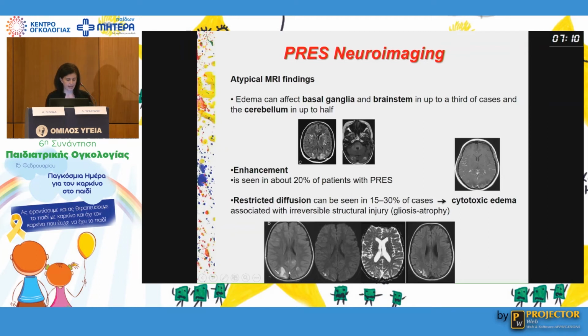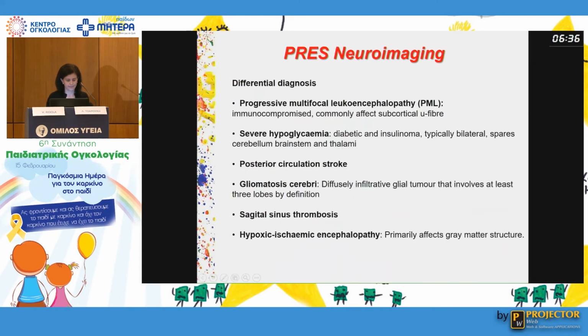FLAIR images in the axial plane show abnormal high signal intensity in the subcortical white matter, affecting the gray matter as well. On ADC maps, we have high signal intensity, free diffusion, in the subcortical white matter, but black signal, low signal, in the cortex. These are findings of restricted diffusion. And on follow-up MRI two months later, we have abnormal signal intensity in the cortex. This is not vasogenic edema. This is gliosis of the cortex.